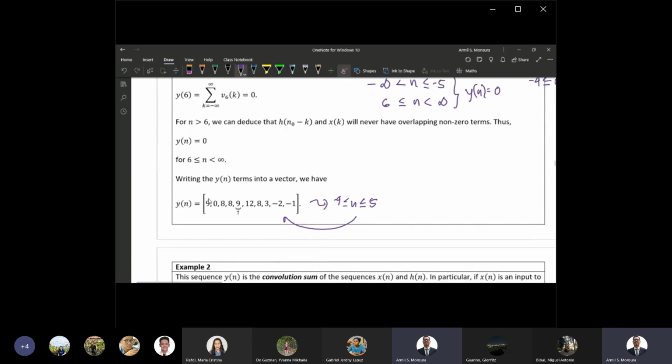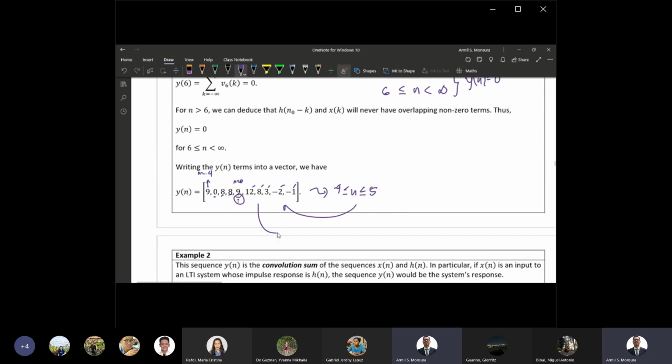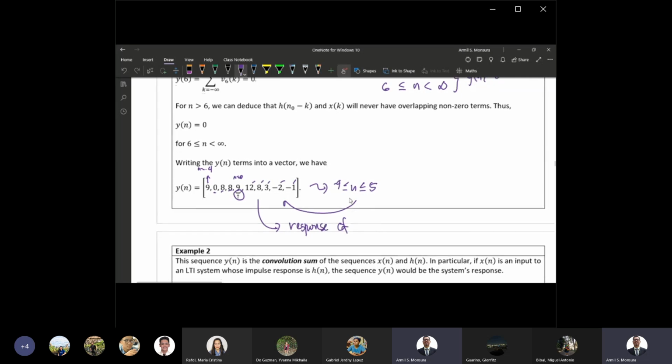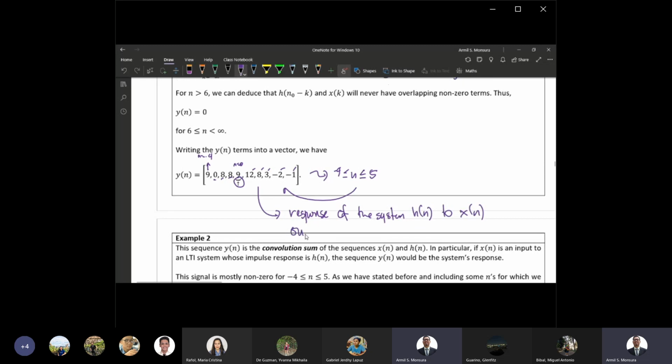Okay? So ito yung the signal value for n equals negative 4, negative 3, negative 2, negative 1, for n equals 0. Kaya nandun yung marker natin. 1, 2, 3, 4, and 5. Okay? So, yan yung magiging convolution. Ito ngayon, ito yung mga tawag natin dyan. This is the response of the system h of n to x of n.